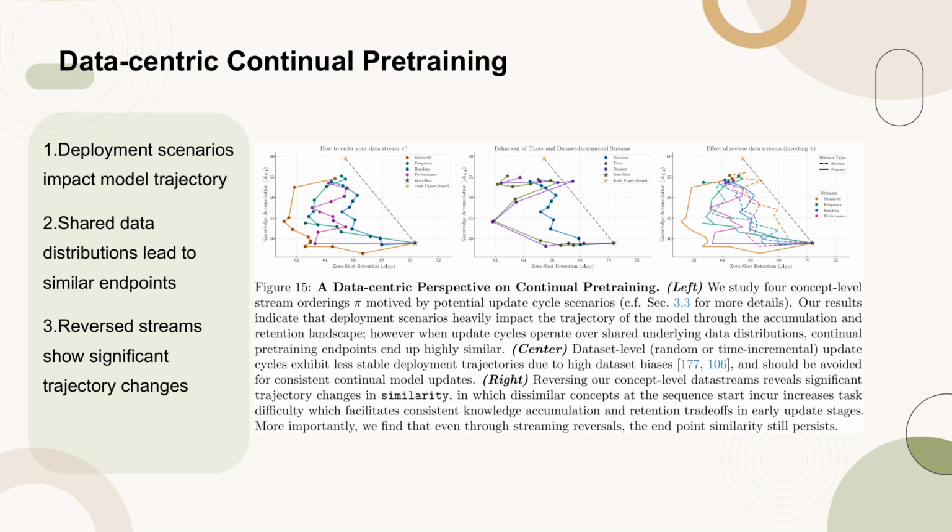The center panel highlights the instability of dataset-level update cycles, particularly random or time-incremental ones, due to high dataset biases. These types of update cycles should be avoided for consistent continual model updates. The right panel demonstrates the significant trajectory changes observed when concept-level data streams are reversed. Starting with dissimilar concepts at the sequence start increases task difficulty, facilitating consistent knowledge accumulation and retention trade-offs in early update stages. Importantly, even with streaming reversals, the endpoint similarity persists, underscoring the robustness of the findings.